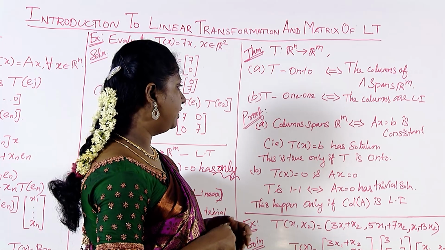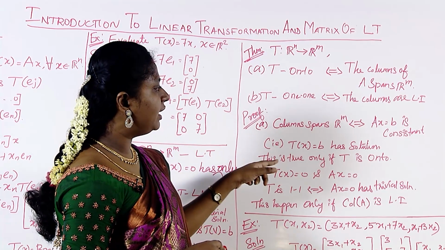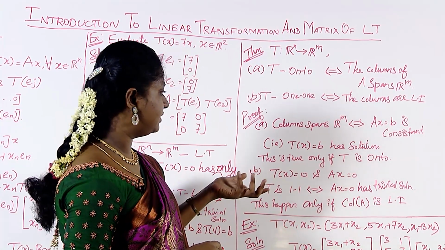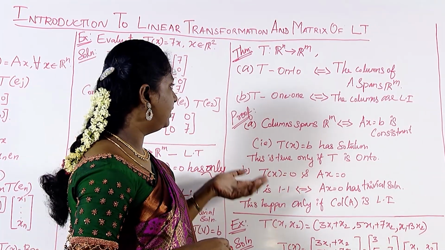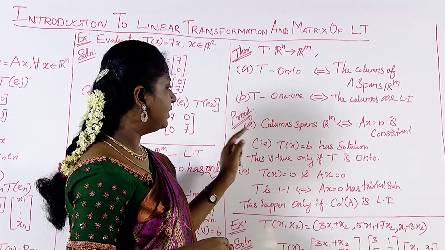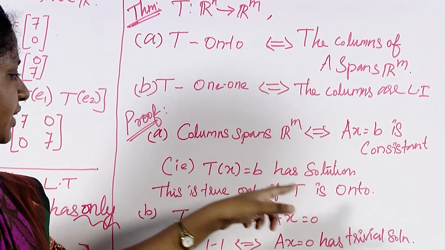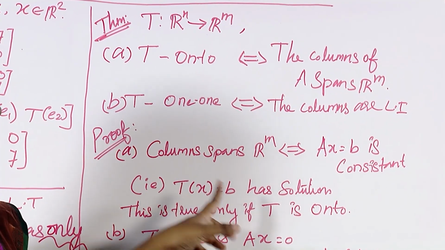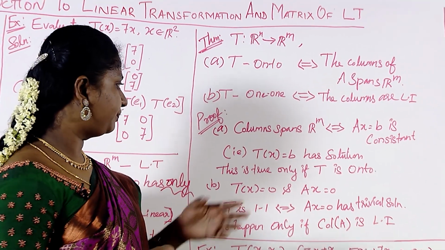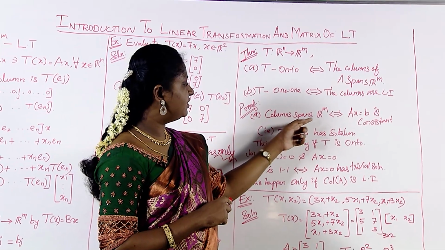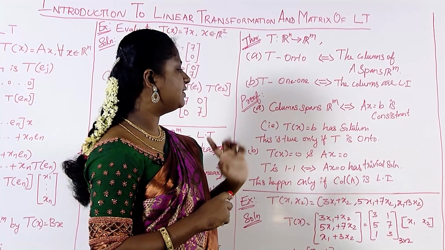Okay, for the first statement, the columns span R power m, that is possible if and only if Ax equal to b is consistent. That is, T of x equal to b. Corresponding to A, we have a transformation, right? That T of x equal to b has a solution. While considering T, we are finding the matrix, only then we are proceeding to here. Therefore, T of x equal to b has a solution. This is true if and only if our T is onto. Therefore, we are able to prove that if the columns span R power m, then T is onto, and if T is onto, then the columns span R power m.